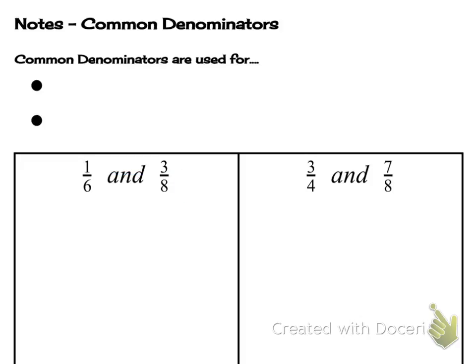So when do we use common denominators? Well, we use them all the time. There are two main times that we really use them. One of them is when we're comparing fractions. Once you have the same denominator in two fractions, you know that you're comparing the same size piece. So you're able to look at just the numerator and see which one is greater or smaller.